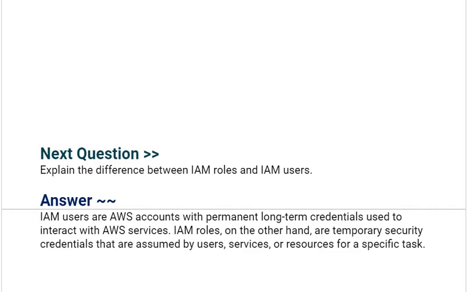Our next interview question is: explain the difference between IAM roles and IAM users. Your answer should be IAM users are AWS accounts with permanent, long-term credentials used to interact with AWS services. IAM roles, on the other hand, are temporary security credentials that are assumed by users, services, or resources for a specific task.